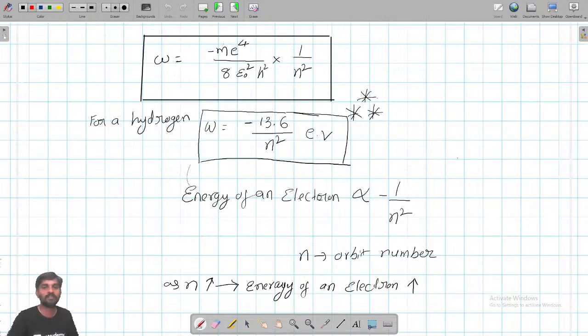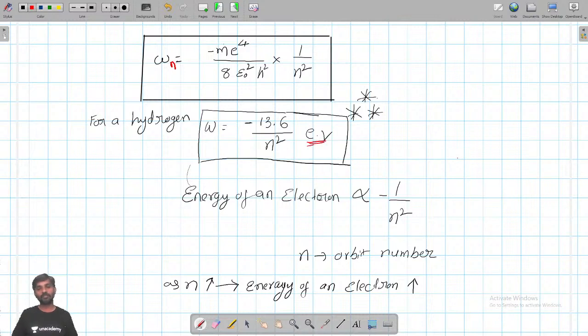And we have derived, sir, what we derived is Wn is equal to minus me square by 8 epsilon naught square h square into 1 by n square. For hydrogen, what you will do, sir, you substitute the value of m, the mass of an electron, e is the charge of electron, epsilon naught is the permittivity of free space, and h is the Planck's constant. If you substitute this, what you will get, sir? W is equal to minus 13.6 by n square.